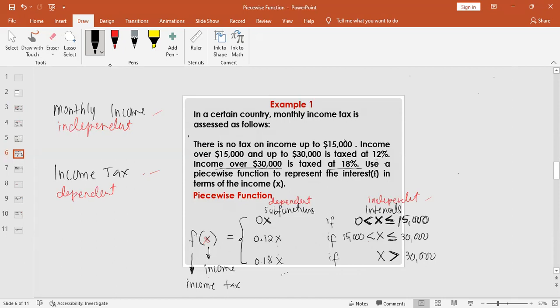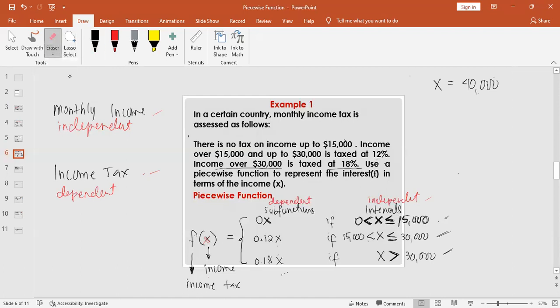Okay? But let's try to answer this question. How much would you pay or how much would be the income tax if your monthly income is $40,000? Ilan daw yung magiging income tax kung ang monthly income mo ay $40,000? So looking at the piecewise function that we've just created, find $40,000. Saang interval papasok yung $40,000?